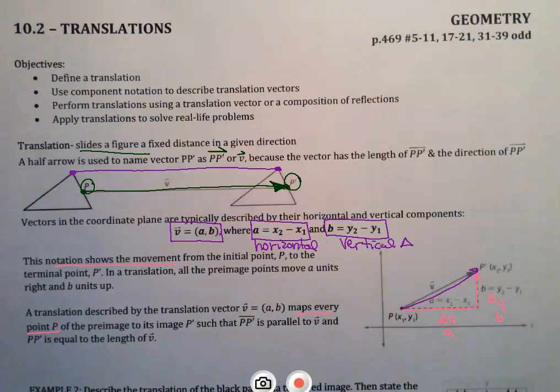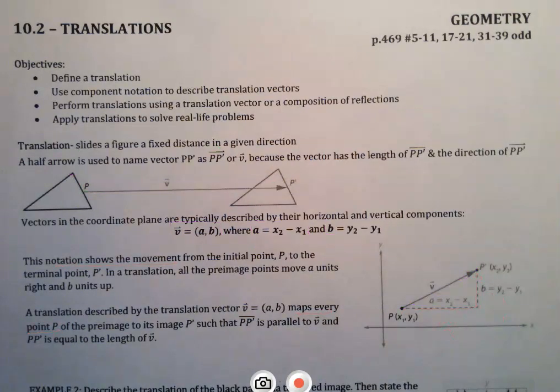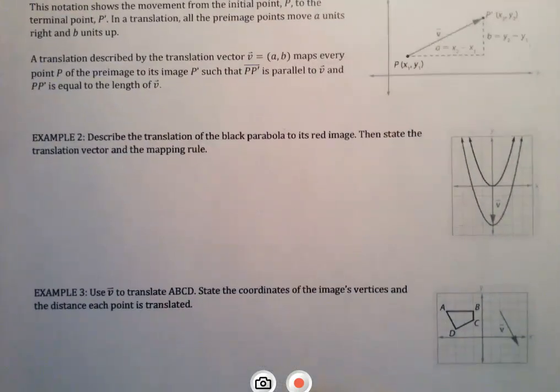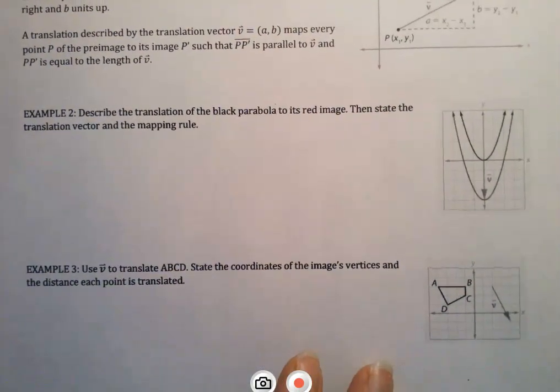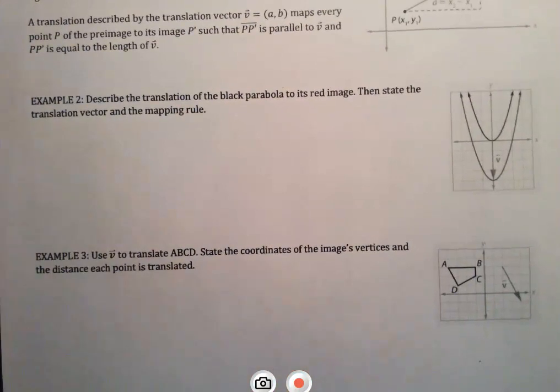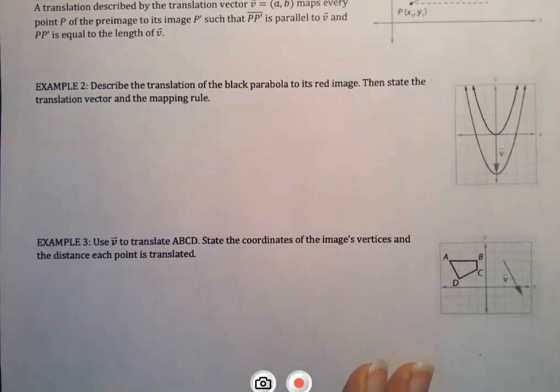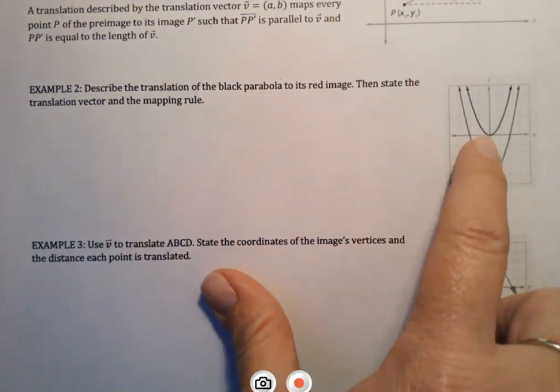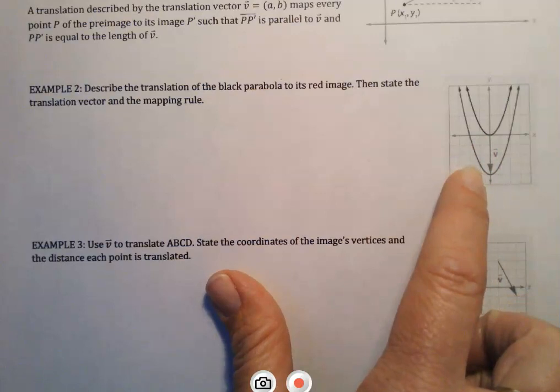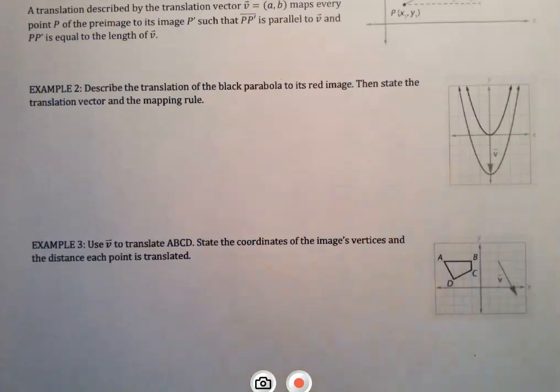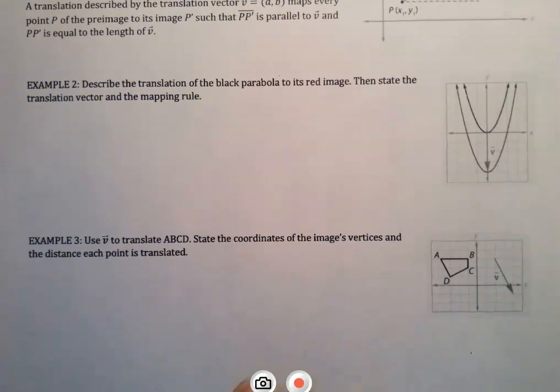Okay, so let's actually put it into practice. All right, so example 2, pardon me, because I skipped example 1 from your notes. It says describe the translation of the black parabola to its red image, which you can't really tell. The top one here is black, and this one that's more gray is the red. Then state the translation vector and the mapping rule. First of all, we're going to describe it. What happened from this point here to this point here? Down what?